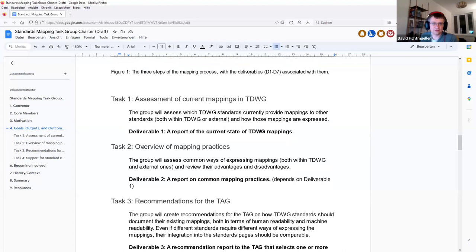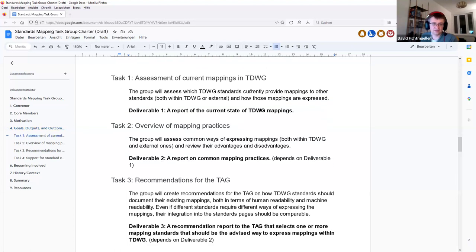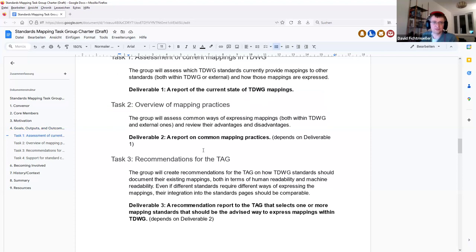Task two, overview of mapping practices. The group will assess common ways of expressing mappings, both in TDWG and external ones, and review their advantages and disadvantages. And that depends on the first task. And again, we have a small report where we put those.